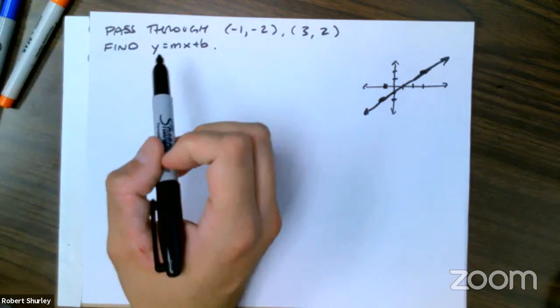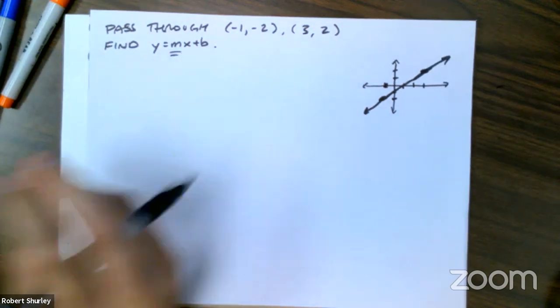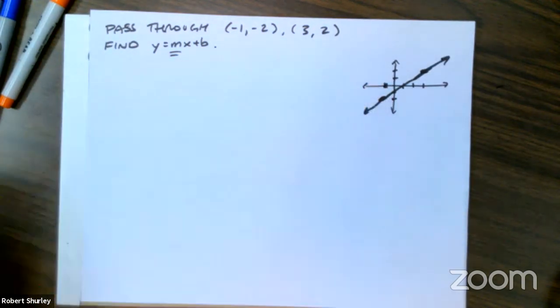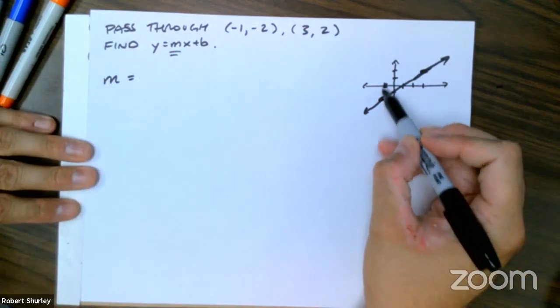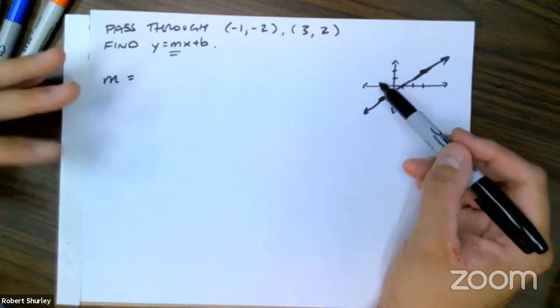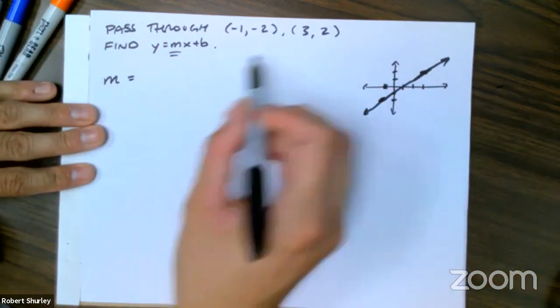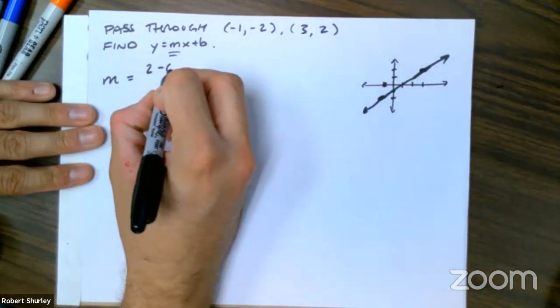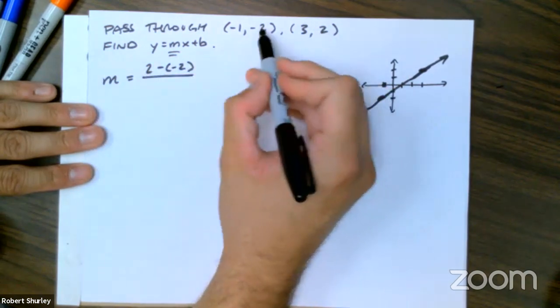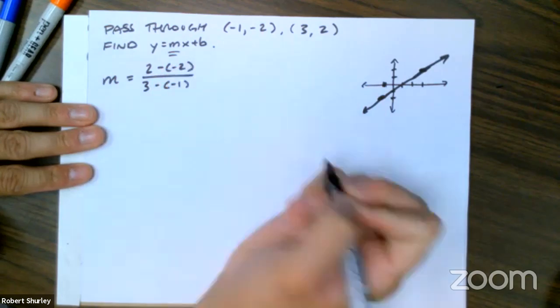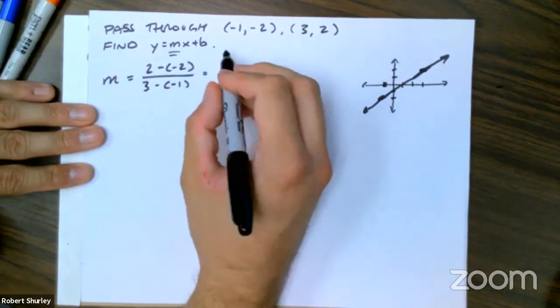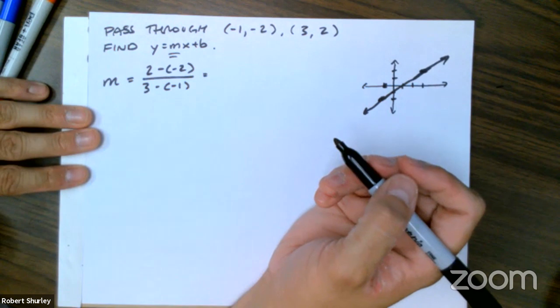If I want to find y equals mx plus b, the first thing I have to do is find the slope. It doesn't give it to us this time, right? All the other examples before this gave us the slope. So first thing I'm going to do is find the slope. If you want to do the rise over run thing, you're more than welcome to. I'm going to quickly do it as an equation. It would be 2 minus -2, that's a change in the y's, and then 3 minus -1.